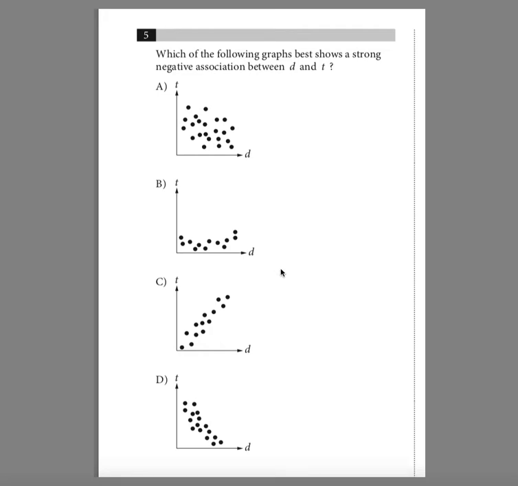So on the SAT, you're going to run into a few scatterplot questions. And it's totally okay if you don't know how to interpret scatterplots. That's why you're here. So let's just dive into this question right here.